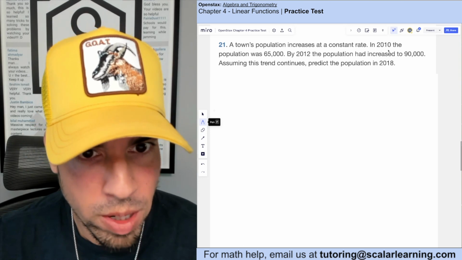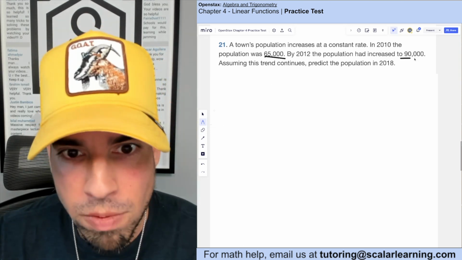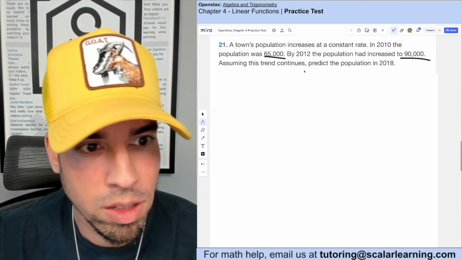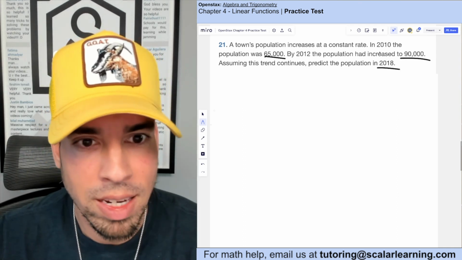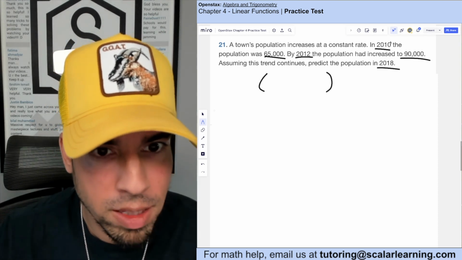Boom, done. A town's population increases at a constant rate. In 2010, the population was 65,000. In 2012, it was 90,000. Assuming this trend continues, predict the population in 2018. So we're going to make a linear equation, and we're going to do so by these 2 points.